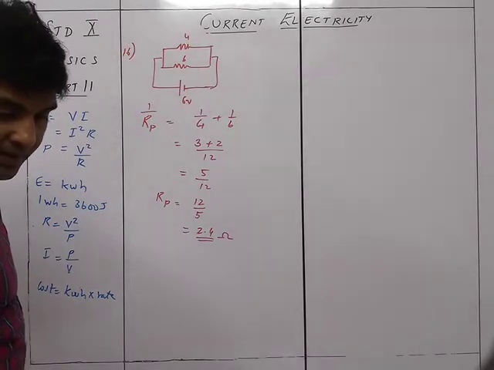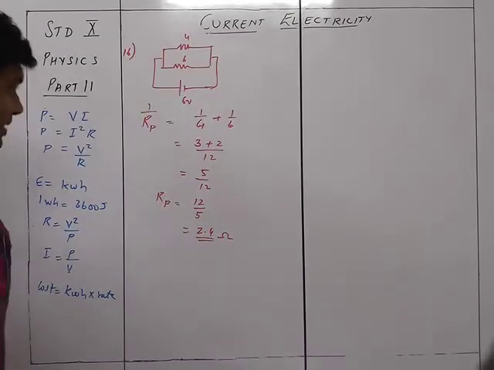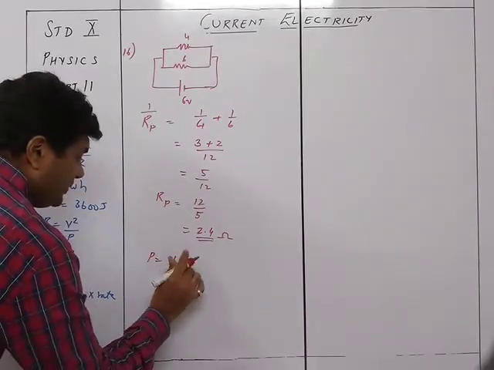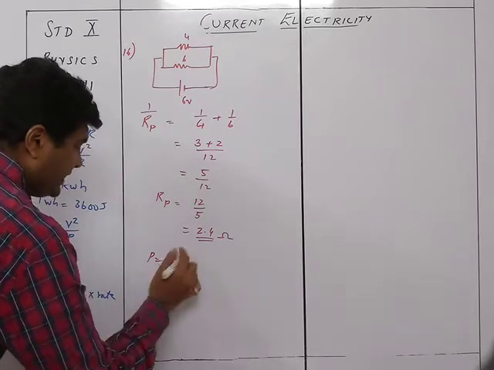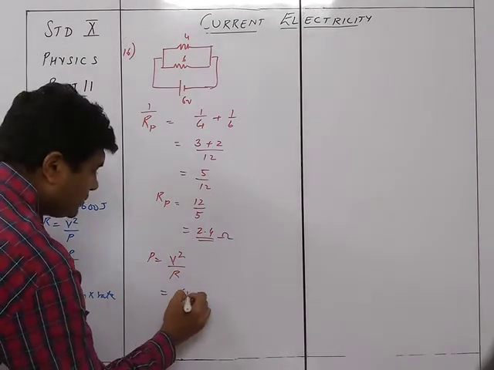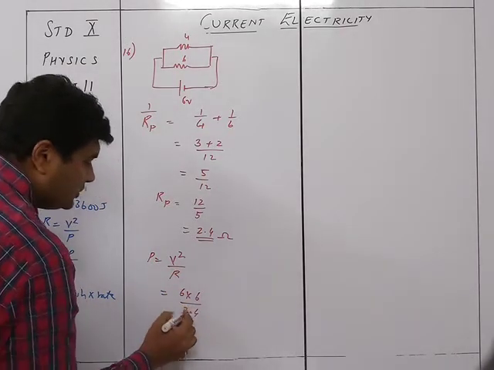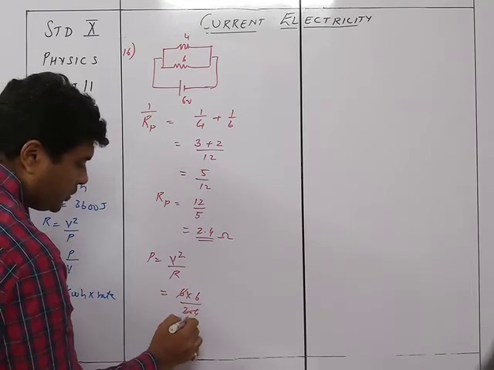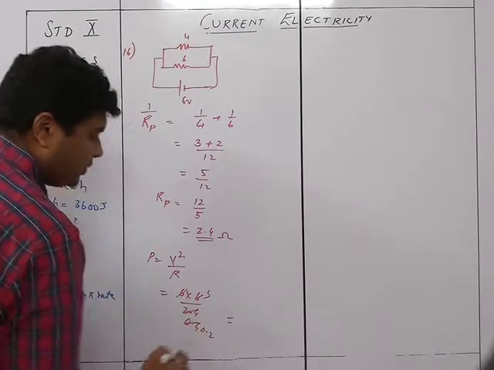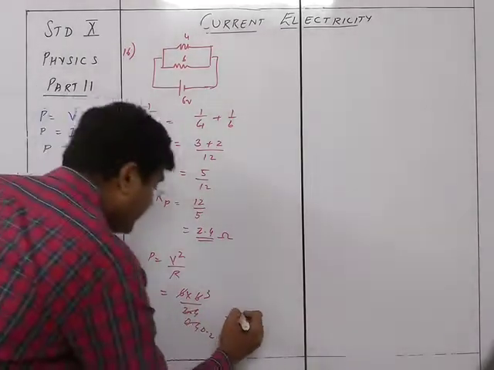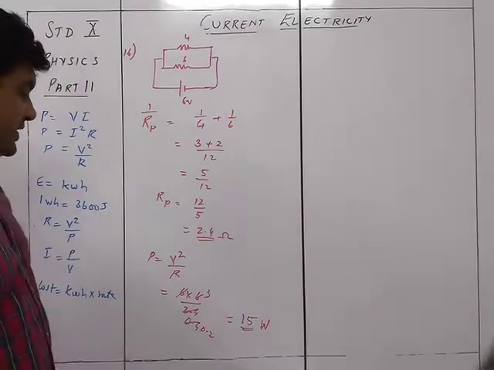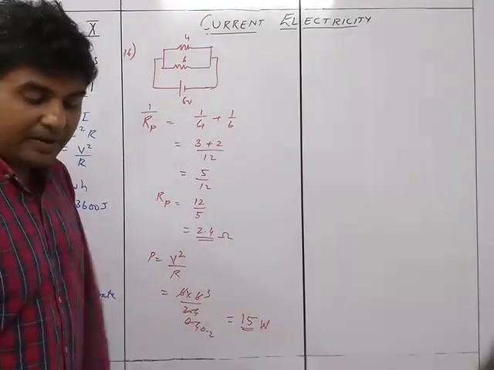Okay. Now they ask for the power supplied by the battery. Power is equal to V into I, or I can better say V square upon R. So that will be 6 into 6 upon 2.4. So 6 into 0.4, then this is 3 and this is 0.2, and accordingly it will be 30 upon 2, so 15 watt. So 15 watt will be the power supplied by the battery.